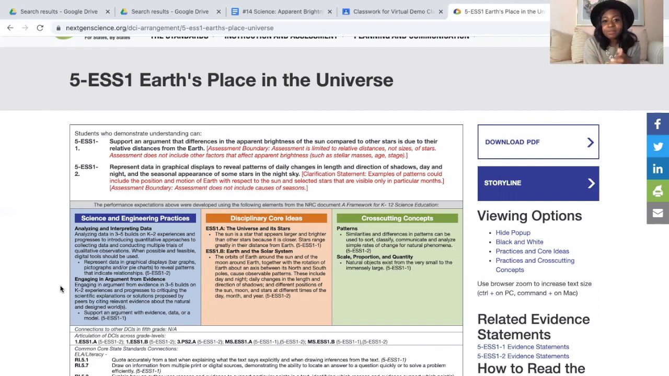And there's another part of the DCI. It says the orbits of Earth around the sun and of the moon around Earth, together with the rotation of Earth about an axis between its north and south poles, cause observable events, or patterns, excuse me. These include day and night, daily changes in the length and direction of shadows, and different positions of the sun, moon, and stars at different times of the day, month, and year. And that section of the disciplinary core ideas actually will get addressed later on as the students advance through the module that they're currently in.